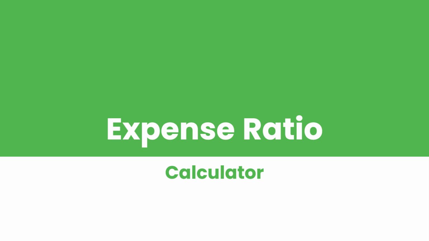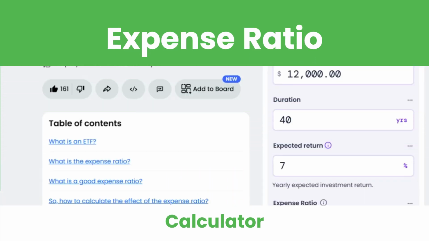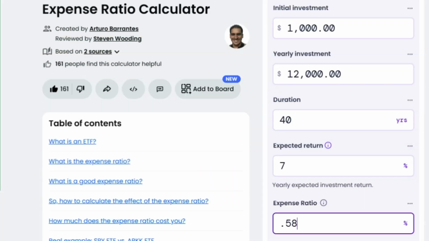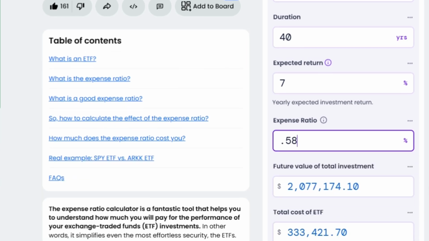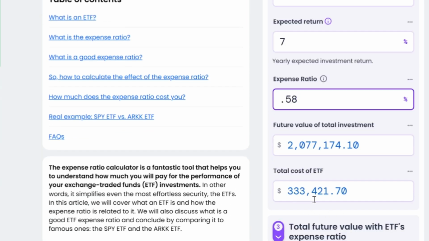So let's look at an expense ratio calculator together. I'll drop a link in the description below so you can play with it yourself. We're going to start with a $1,000 initial investment and add $1,000 a month each year for 40 years and assume a 7% return rate. We'll use a JP Morgan fund that has an expense ratio of 0.58. And over the lifetime of investing, this fund will cost you $333,421.70. And the future value of your total investment will be just over $2 million.